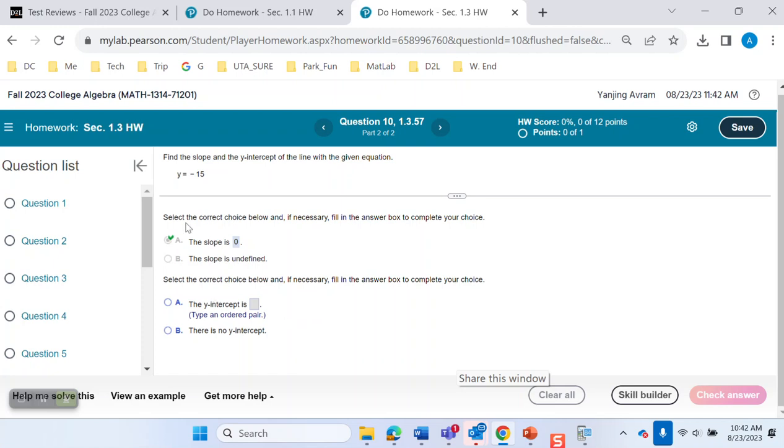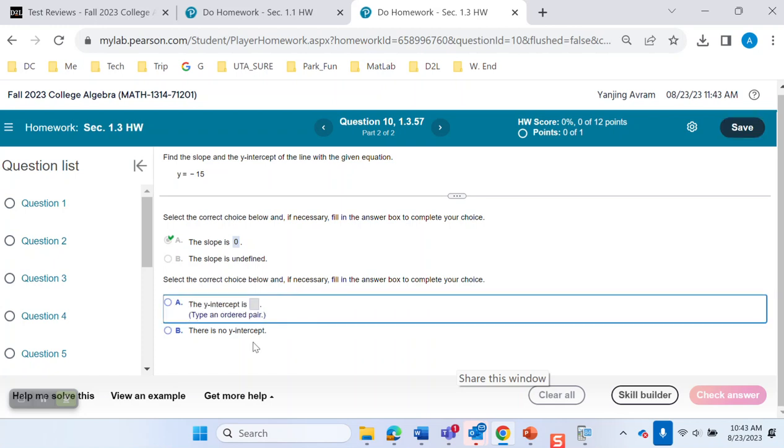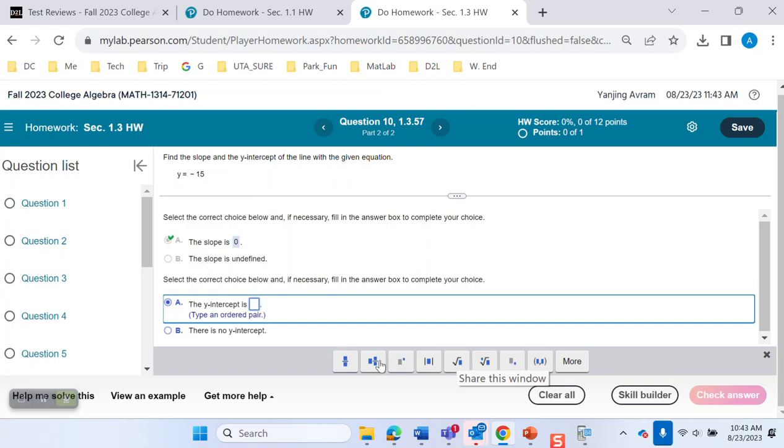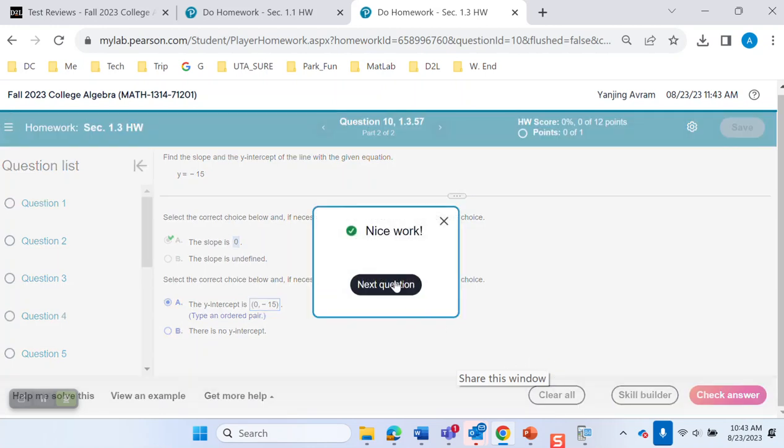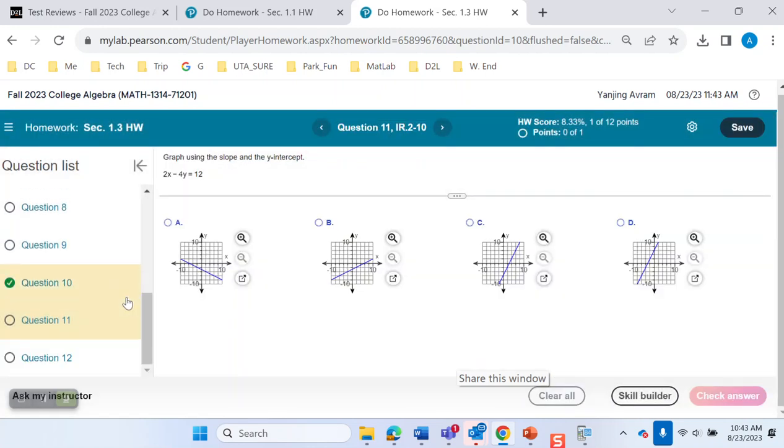And then how much is the y-intercept here? Type it in the ordered pair. What does that mean? You always have to look at the format here. It said type it in the ordered pair, so that means you need parentheses. How do you type the ordered pair in here? It would be 0 for x and then negative 15 for y. So (0, negative 15). All right, good. And then you can check your answer, and once it is correct, you go to the next question, things like that.